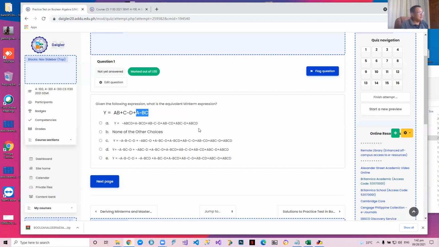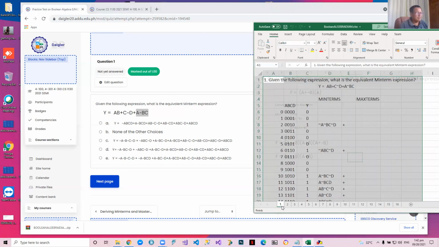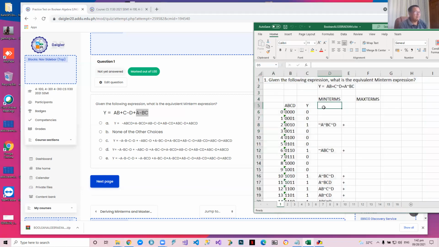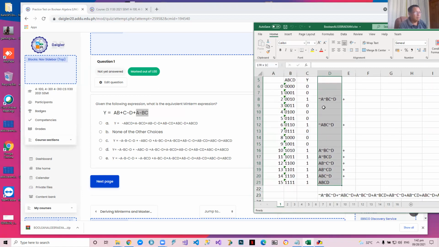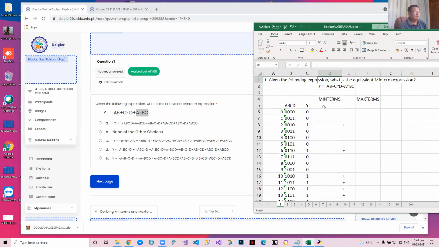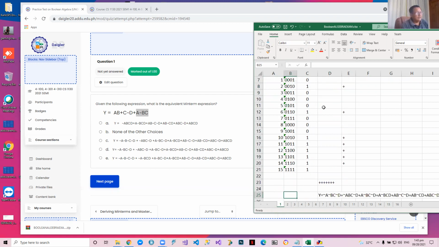So first, we are given the following expression. And then how do we go about this? We are going to construct the truth table. In the solution I have already given, let me raise this first. This is the same expression that we have. We are going to construct the truth table. So these are the inputs A, B, C, D. This is the output Y. And for the rows, we generate a binary series count starting from 0 to 15.